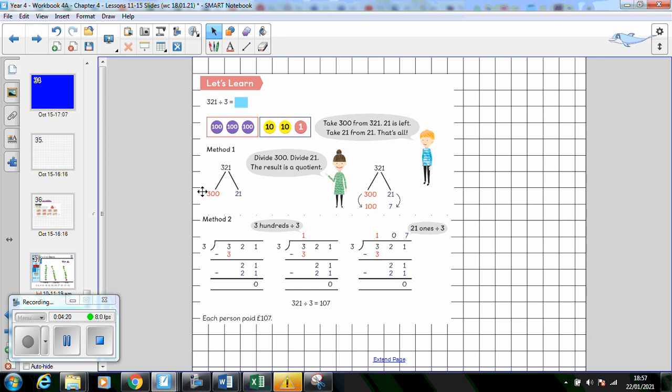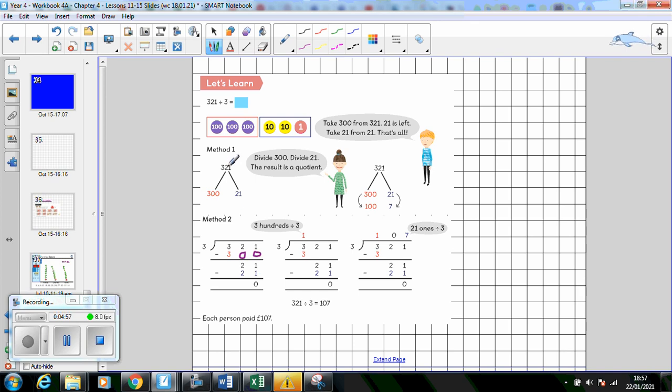Here we've got the part whole model to show just what happened. We can very quickly partition off that 300 and share it between the 3 children. And here it's been subtracted. That's 300, it's been subtracted, because we've shared that out between the children. It leaves us with 21 to share. And once we've shared all of those out, we can subtract it again and make sure that we're left with no remainder.